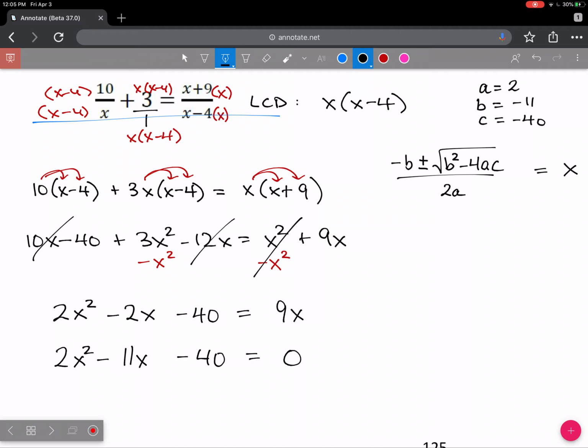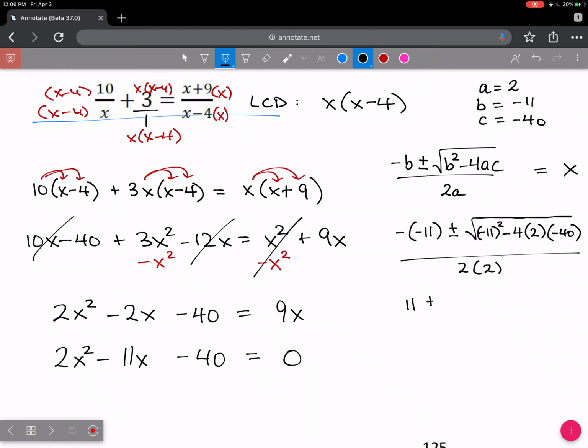And so plugging in, I'll have negative 11 plus minus b squared minus 4ac is going to be negative 11 squared. Make sure you put that in a bracket in your calculator or else you'll have major issues. Minus 4, a is 2, c is negative 40, all over 2 times 2. Negative 11 is positive 11, plus and minus. Now I'm going to grab my calculator.